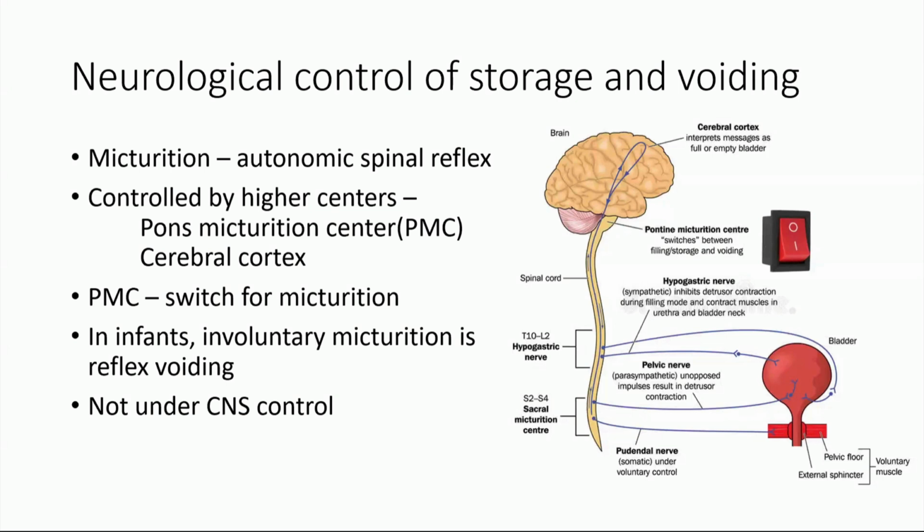And when we wish to urinate, the cortical inhibitory signals are removed and the PMC triggers the voiding. Thus, a coordinated control between the brain, spinal cord, and the bladder results in proper storage and micturition. And any disruption in this pathway can lead to lower urinary tract dysfunction.